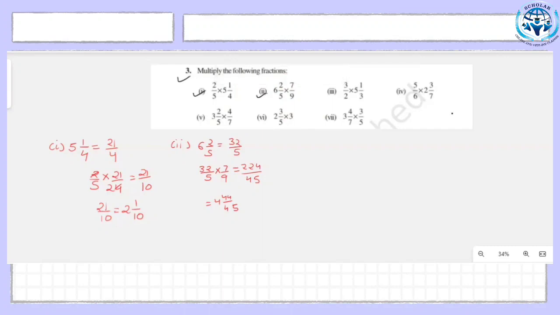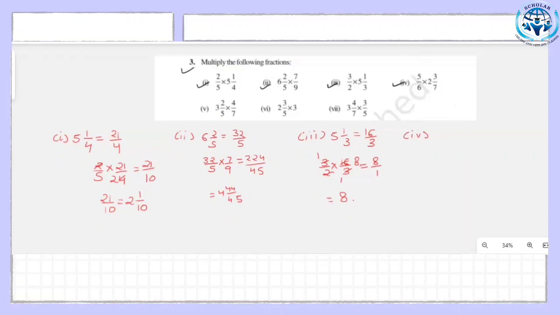Next, 3 by 2 into 5 1 by 3. 5 1 by 3 is equal to 5 3s are 15, 15 plus 1 is 16, 16 by 3. 3 by 2 into 16 by 3, 3 cut, 2 8s are 16. 8 by 1, that means 8. The whole number is the result.